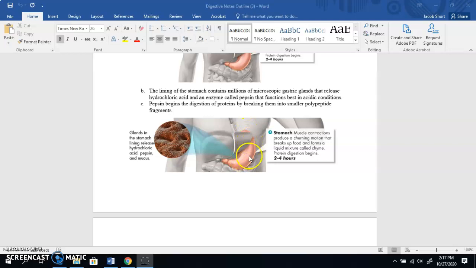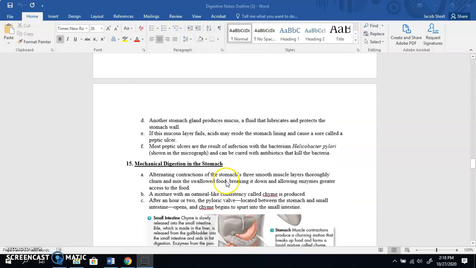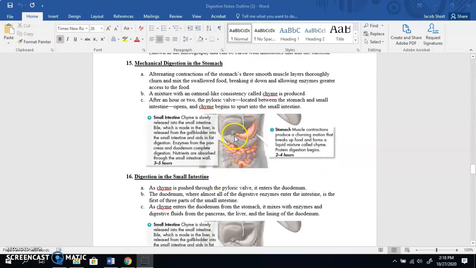After about an hour or two, the food travels down to the most distal portion of the stomach, and from there it goes through a one-way valve into the small intestine. So here's the stomach, it goes through a one-way valve to the small intestine. Now in the small intestine, the only type of digestion that occurs is chemical digestion. There's virtually no mechanical digestion inside the small intestine. What happens is that a number of different enzymes are released into the small intestine by accessory organs, including the liver and the pancreas.